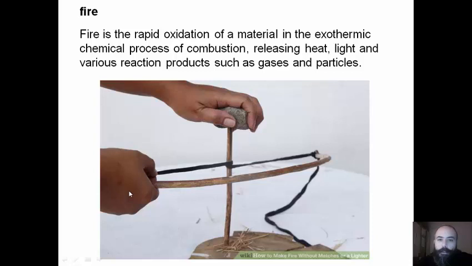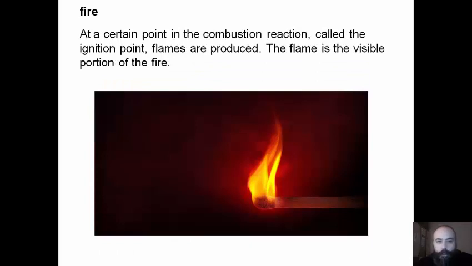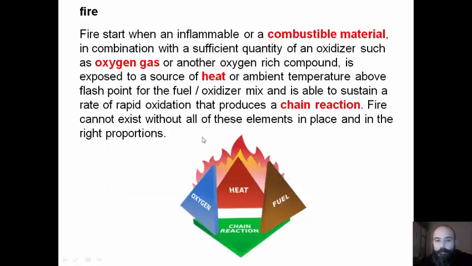Fire is the rapid oxidation of a material in the exothermic chemical process of combustion, releasing heat, light, and various reaction products such as gases and particles. At a certain point in the combustion reaction, called the ignition point, flames are produced. The flame is the visible portion of the fire.